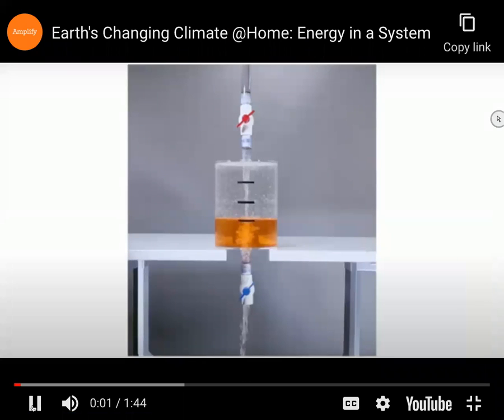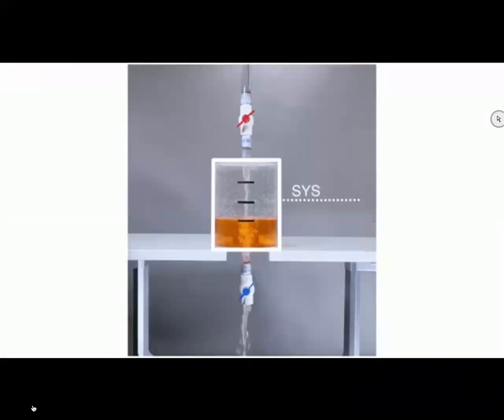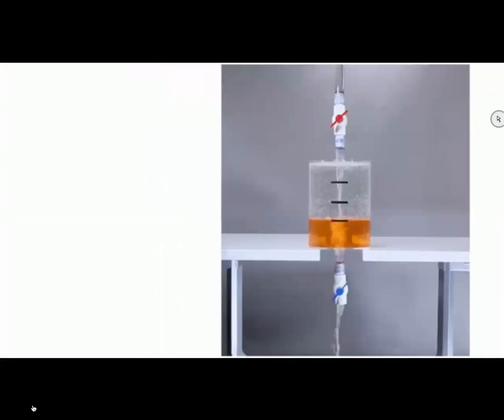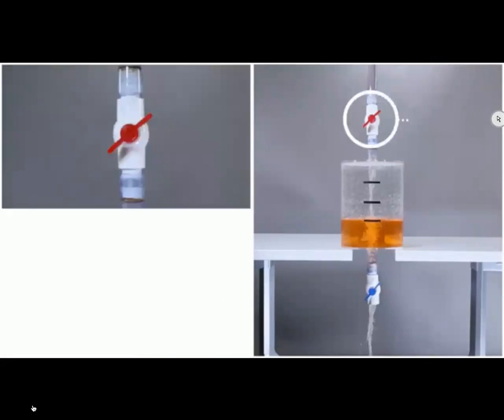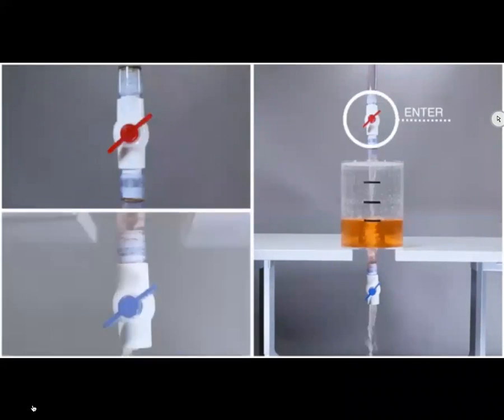This is a model for energy in a system. The system is represented by the tank, and the energy is modeled by the orange water flowing through the tank. This top valve allows energy to enter the system, and this bottom valve lets energy exit the system. Right now, both valves are letting the same amount of energy enter and exit.